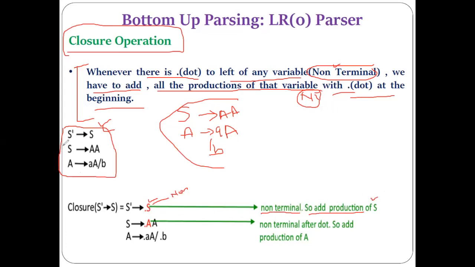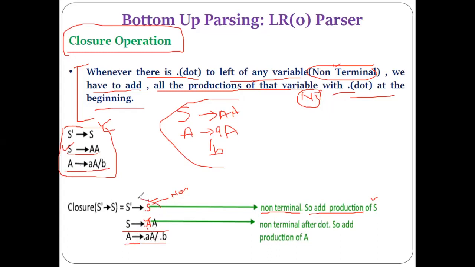So what is the production related with S here? S derives AA. You have to add that production with the dot at the beginning. Again, you can see this A is also a non-terminal, so you have to add the productions related with A also. The productions of A are A derives AA or B. So here you add them with the dot at the beginning: A derives dot AA, or A derives dot B.